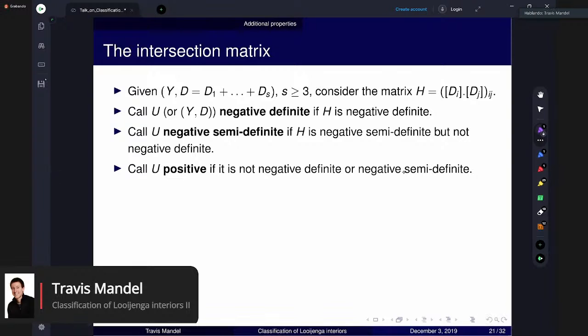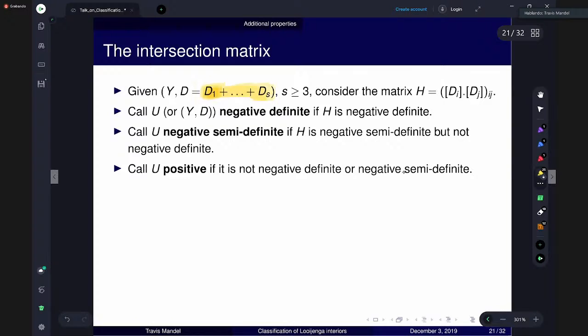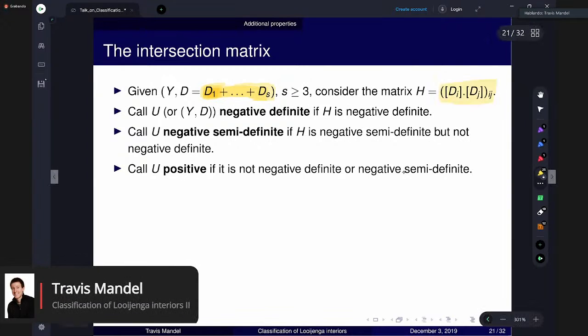We can also, maybe one of the more basic things that right off the bat Gross-Hacking-Keel introduces and uses a lot, is the intersection matrix for the boundary. So say our boundary divisors are D1 through Ds. Assume s is greater than or equal to 3. I don't think I actually need that here. And we can look at the intersection matrix, just coming from all the intersections of Di with Dj for various i and j.